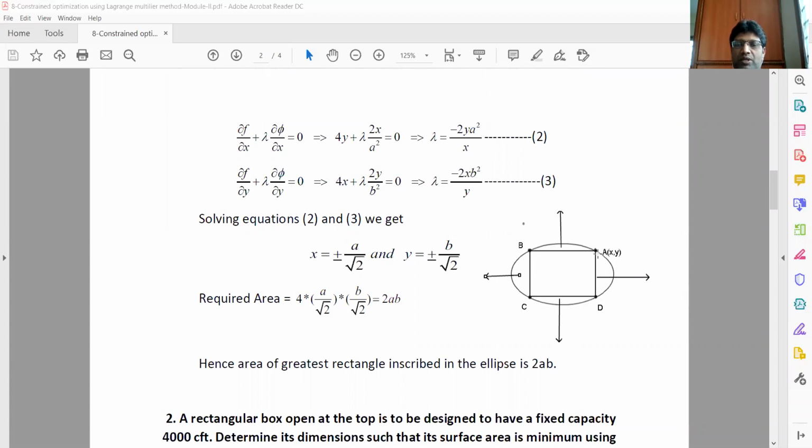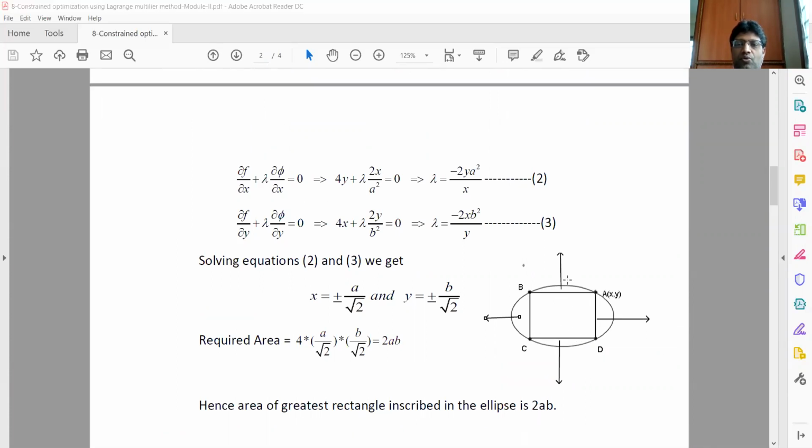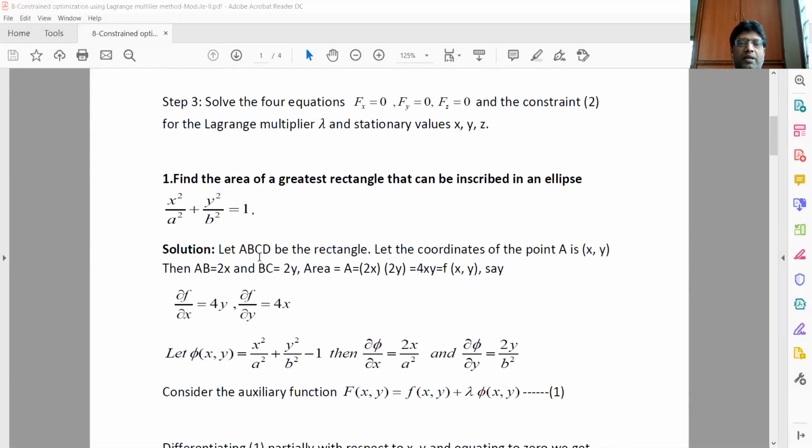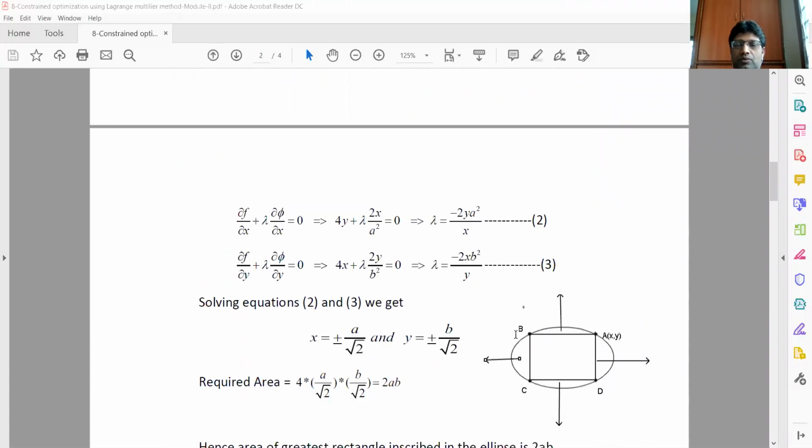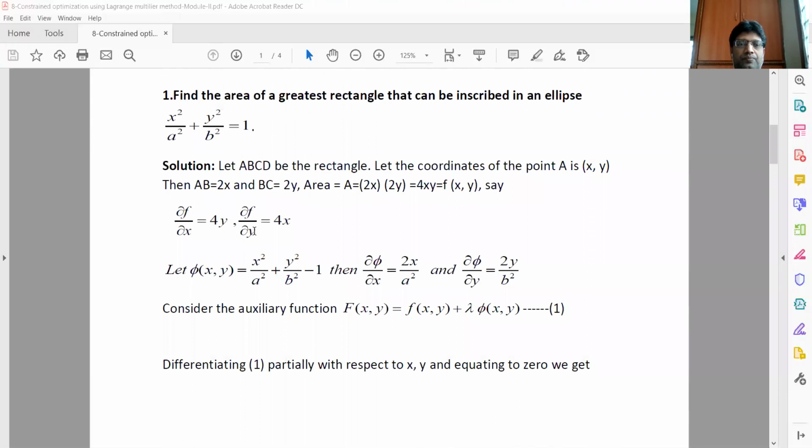I am taking a point here, A is x comma y. First we will calculate the area of this rectangle. Because this is x comma y, this distance is x and this distance is x, so the total distance is 2x and this is 2y. So its area is 4xy. ABCD is the rectangle and let the coordinates of the point A be x comma y. Then AB equals 2x and BC is 2y, therefore area is 2x into 2y, 4xy.